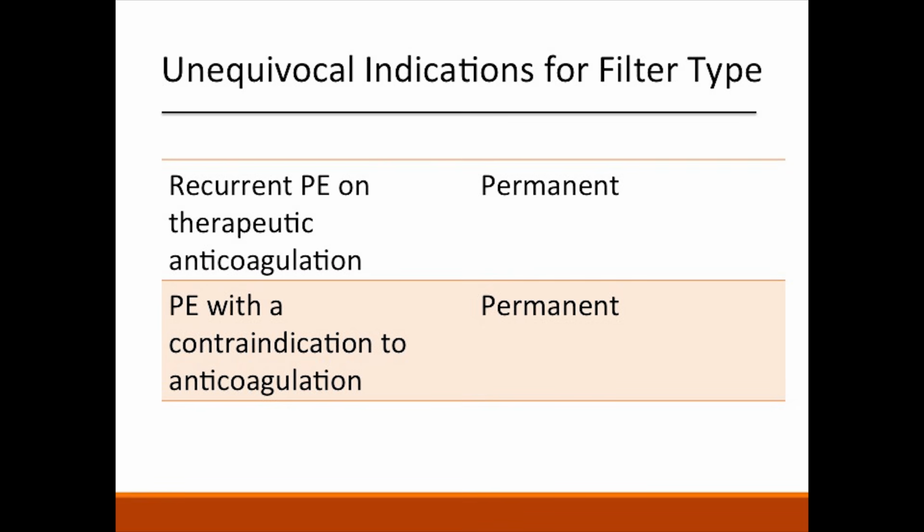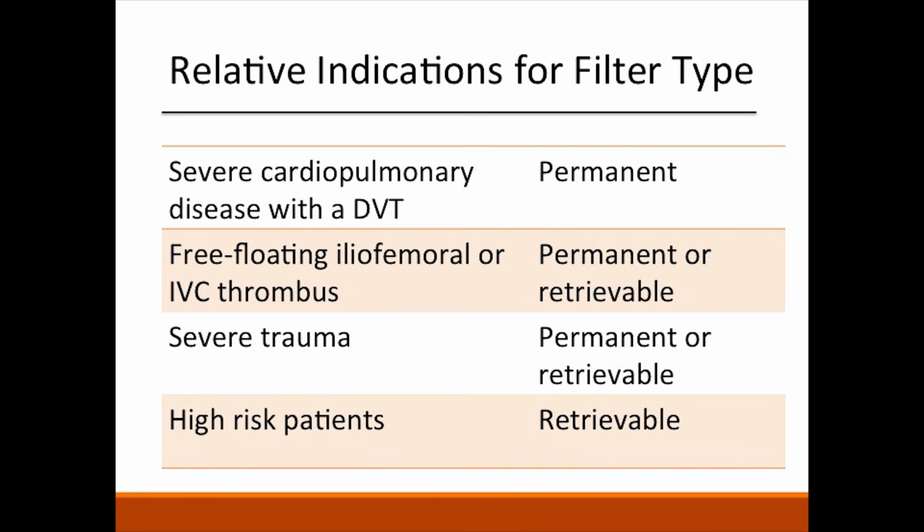When choosing a filter type, you must look at the entire clinical scenario, but there are two unequivocal indications for a permanent filter. The first is recurrent PE on therapeutic anticoagulation, and the second is a PE with a contraindication to anticoagulation. Careful selection is key because permanent filters thrombose about 10% within 5 years. With relative indications, again, the entirety of the clinical scenario must be evaluated.